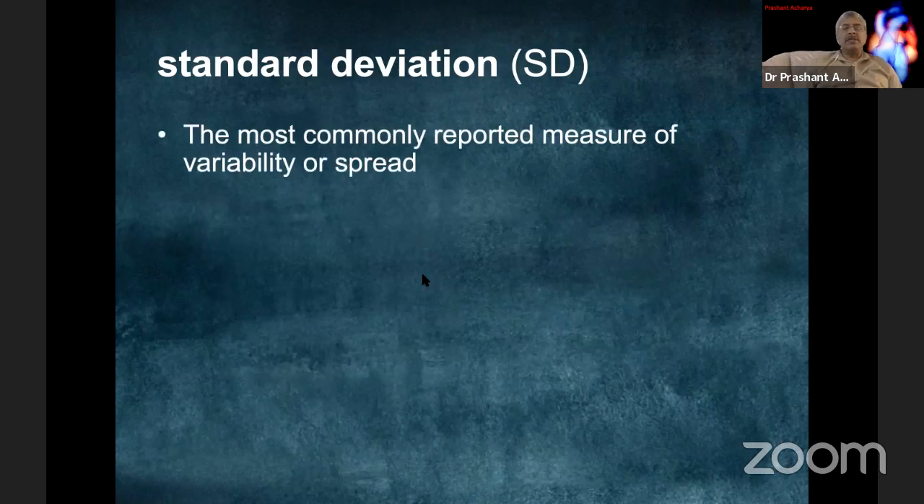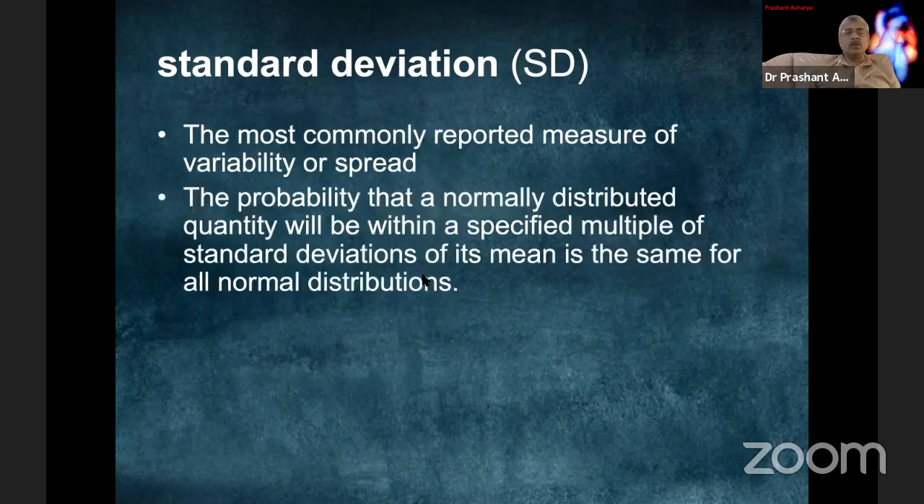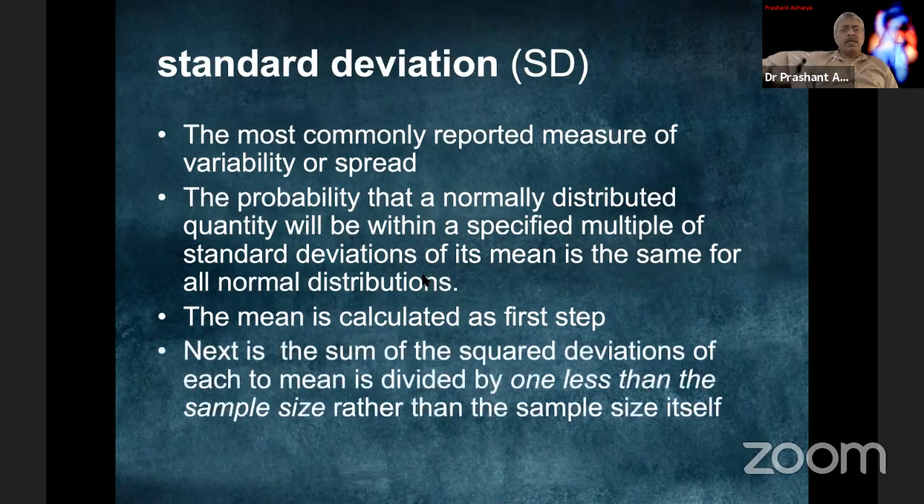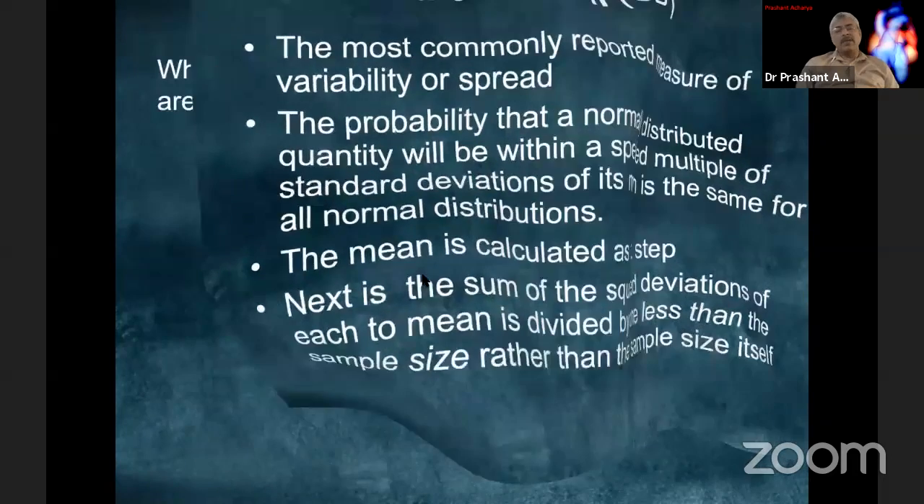The standard deviation is the most commonly reported measure of variability, or the spread. The probability that a normally distributed quantity will be within a specified multiple of the standard deviation of its mean is the same for all normal distributions. There are a few simple steps. First, calculate the mean, and next, the sum of squared deviations of each to the mean is divided by 1 less than the sample size rather than the sample size itself. It looks complicated. Let us make it simple.